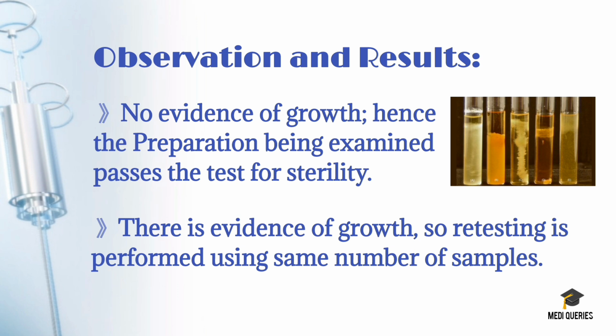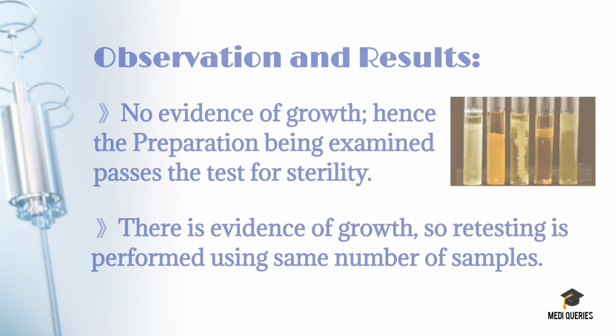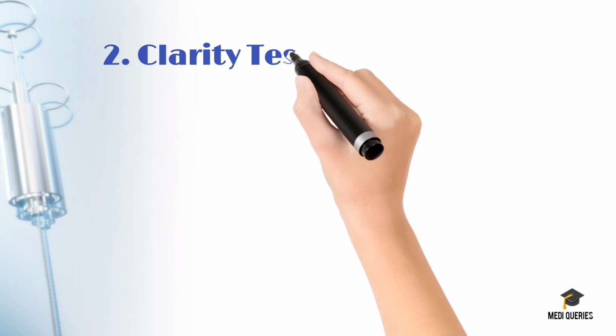If they are readily distinguishable from those growing in the containers reserved in the first test, a second retest is preferred, using twice the number of samples. The preparation being examined passes the test for sterility if there is no evidence of microbial growth. If there is evidence of growth of any microorganisms in the second retest, the preparation being examined fails the test for sterility. So this is how we will calculate the results.